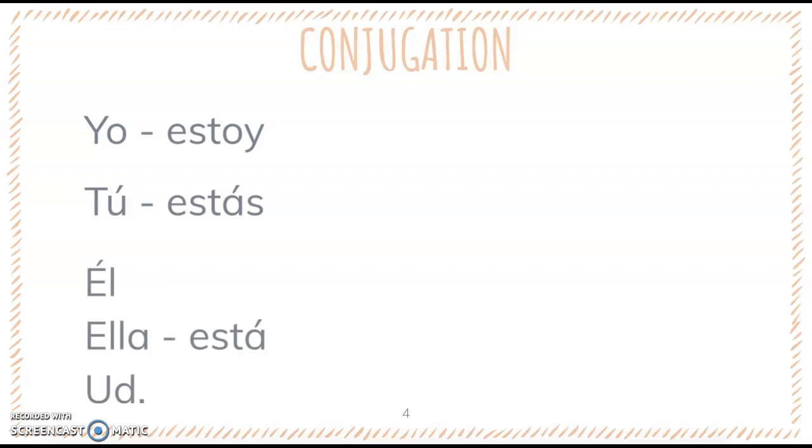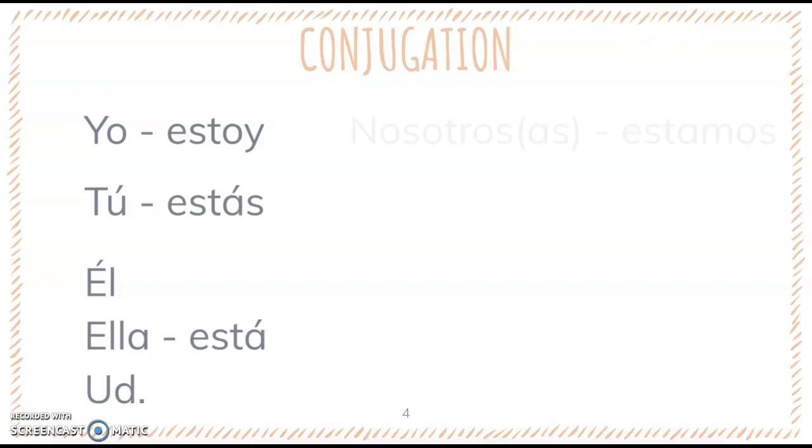Then we have the él, ella, usted form. So notice, again, we are following the same conjugation pattern. However, we are adding the accent over the letter A. So, él está, he is. Ella está, she is, or usted está, you formal is, or are.